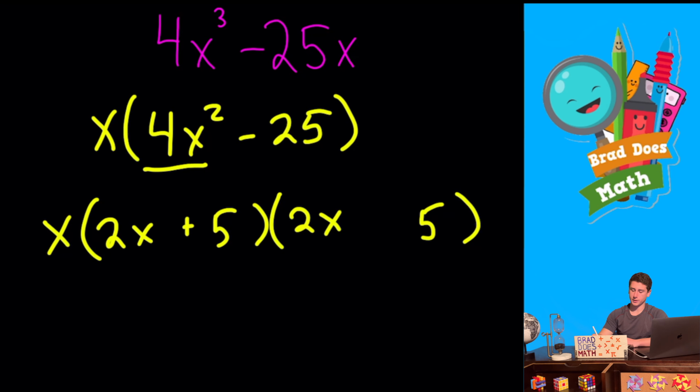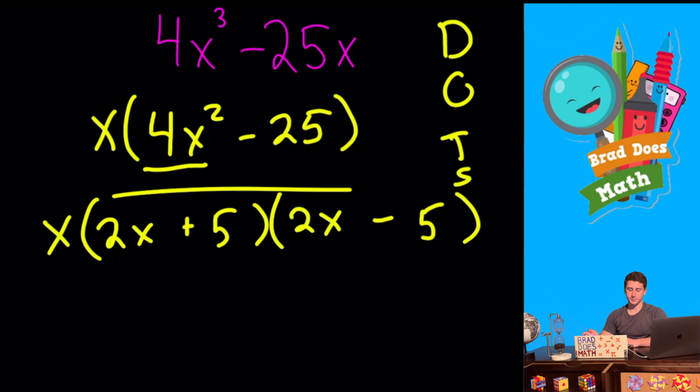One gets a plus, one gets a minus, always with the difference of 2 squares. DOTS, difference of 2 squares. So we just dotsed this equation. All right.